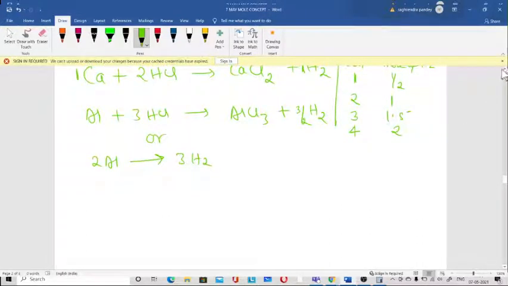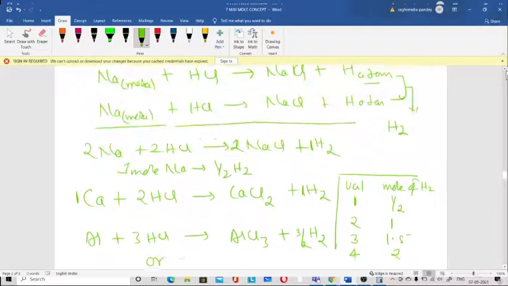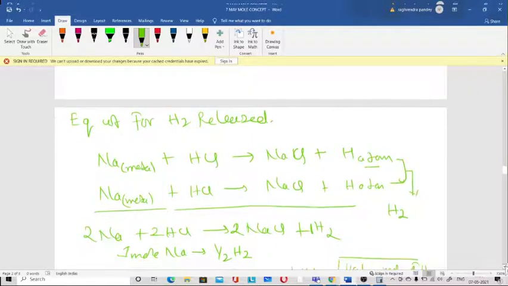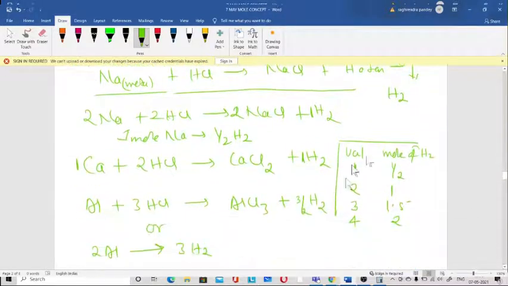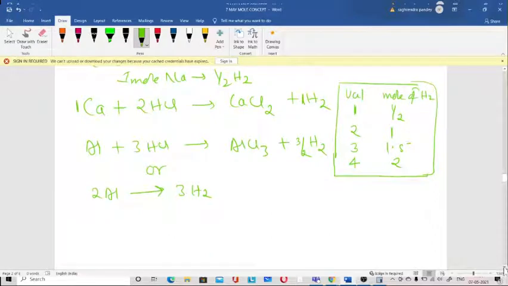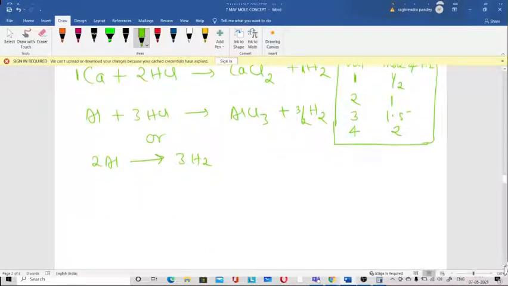So in hydrogen released, this is the only concept for equivalent weight. If you remember this, all your questions will be solved. So with valency and hydrogen released, after finding the valency, you can find the equivalent weight. We will do numericals on this, because due to this charging problem, a lot of time is wasted.